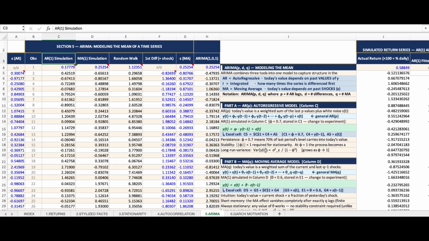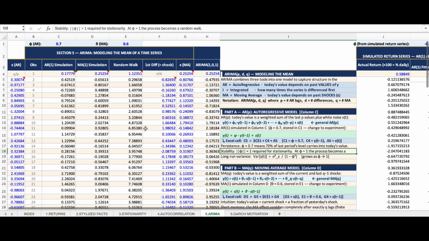There is also a stability condition. Phi must be strictly between -1 and +1. If phi equals exactly 1, you have a random walk, which means no stationarity. The series is non-stationary. If phi exceeds 1, the series explodes. You don't want that.